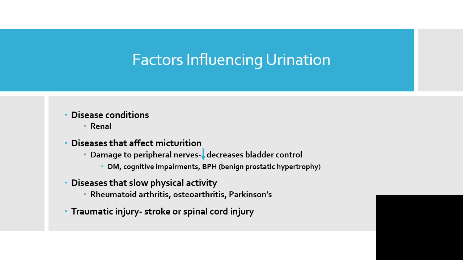There are also diseases that slow physical activity, such as rheumatoid arthritis and osteoarthritis, Parkinson's disease, and then traumatic injury. The spinal cord is a very important component of bladder and bowel function. A stroke or spinal cord injury can really affect how a patient is able to urinate.